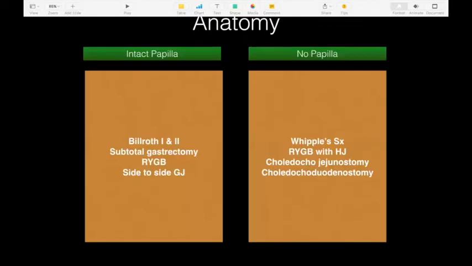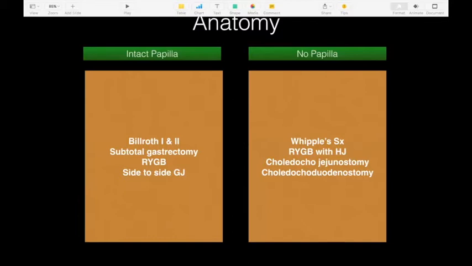So the anatomy will be like patient presents with the altered anatomy with either intact papilla or patient has no papilla. So patients who have an intact papilla, their anatomy is like they have either a Roux 1, Roux 2. They have undergone a subtotal gastrectomy, or they have undergone a Roux gastric bypass, or they have side-to-side gastrojejunostomy.